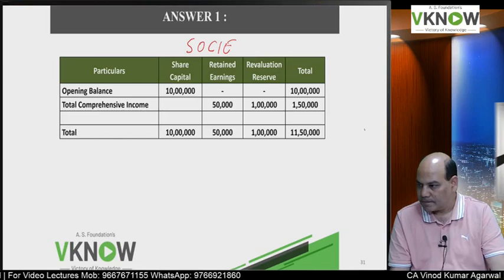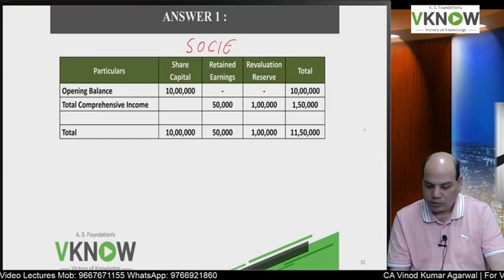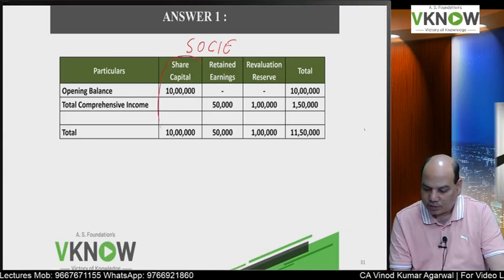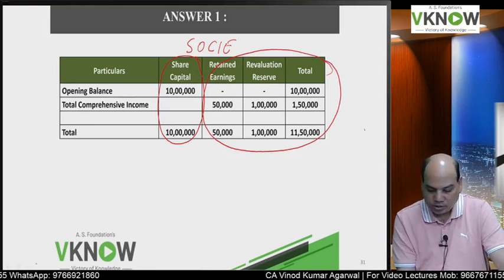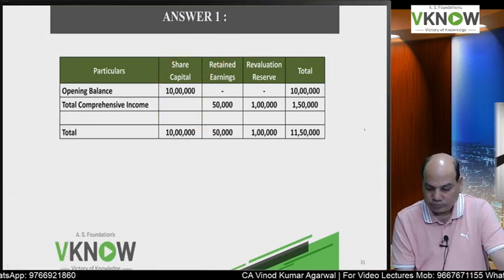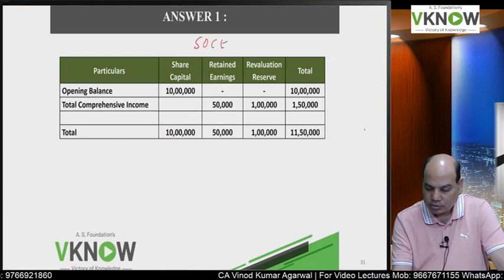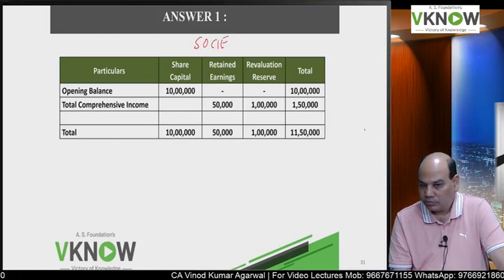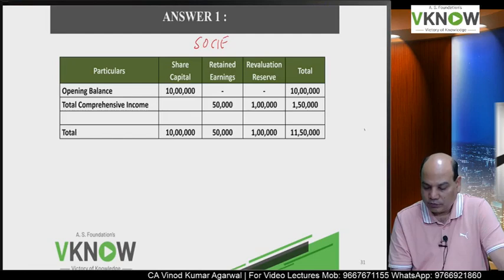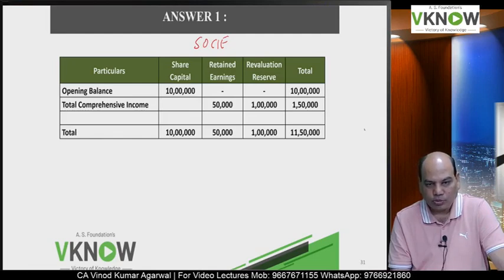SOCIE format will be, there are two ways you can present. You can present share capital separately, reserve item separately, but as a student you are allowed to put share capital also in this format. Okay, companies will not do that. So SOCIE, total 4 columns on the right side: share capital, retained earning, revaluation reserve, and total. Everybody write in the notebook.